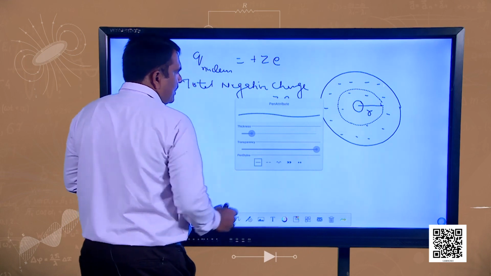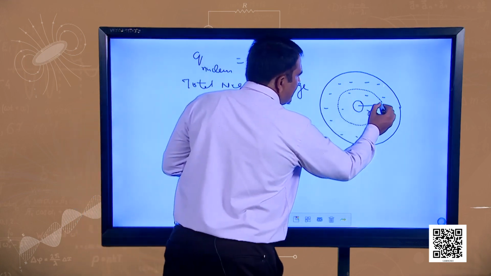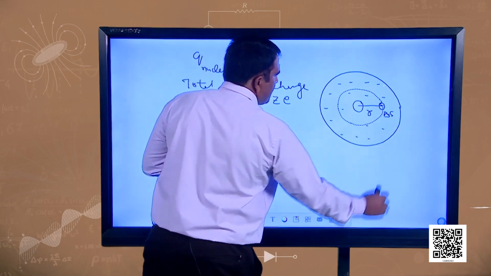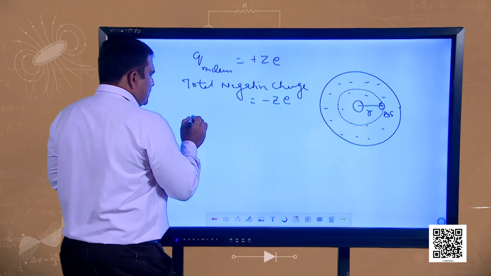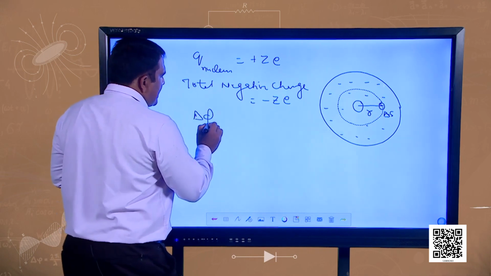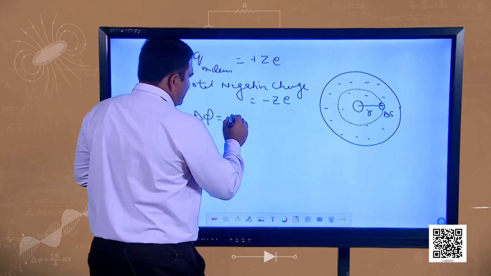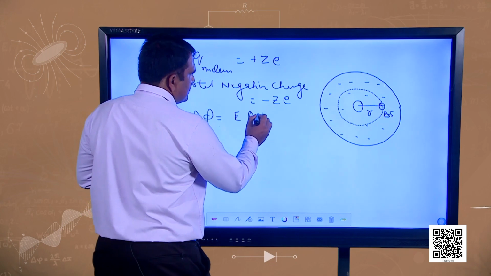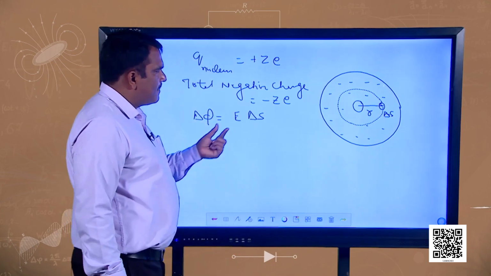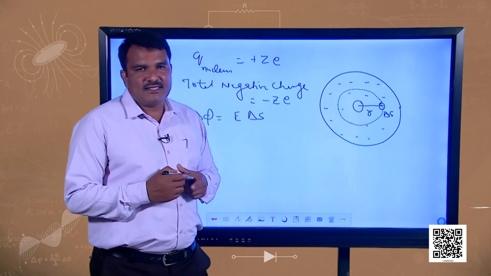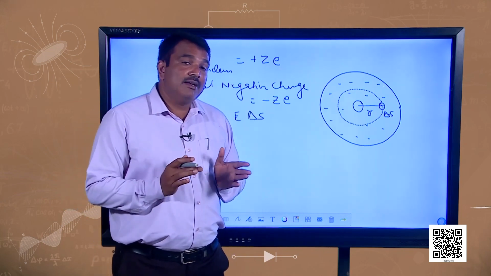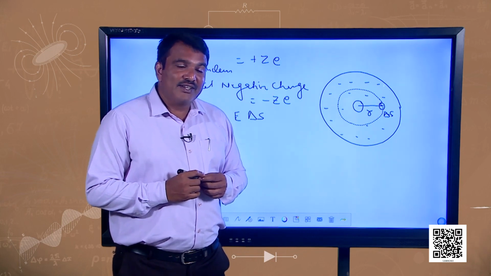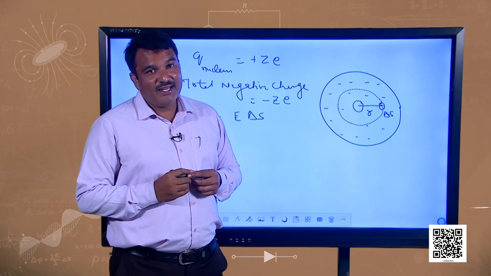So first let us cut small area element delta s from this Gaussian surface, and the electric flux through the small area element delta s will be E delta s. It should be E delta s. Now what should be the angle between electric field and area element? It should be 0. But why?